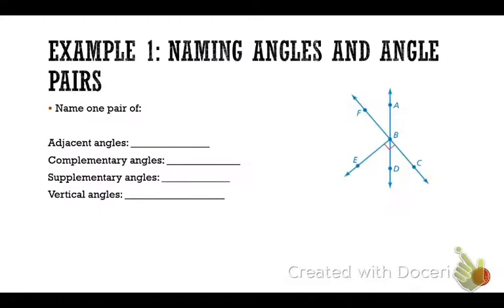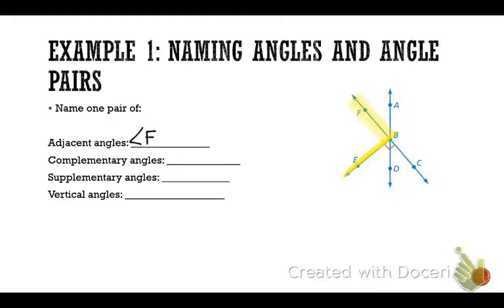All right, so let's see what this looks like. It looks intimidating, but once you learn how to read angle measurements, it's not so bad. So we're going to name angles and angle pairs. I'm looking for adjacent angles. Remember, adjacent angles share a common side and vertex. There are several in here that I could highlight. Let's just start with angle FBE. I want you to write that in the blank.